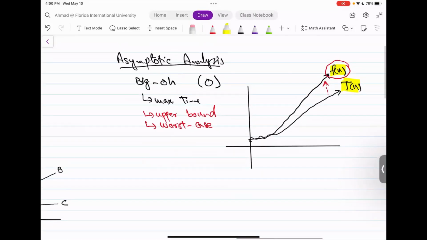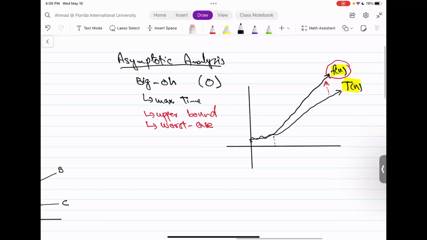And this is not always true. You can see here, you remember this is the input, the x-axis represents the input, and the y-axis is representing time. So after some input, let me call it n naught, we do not consider this region. In this region, we are not considering the small inputs. For small inputs, it's okay. It's not a problem.